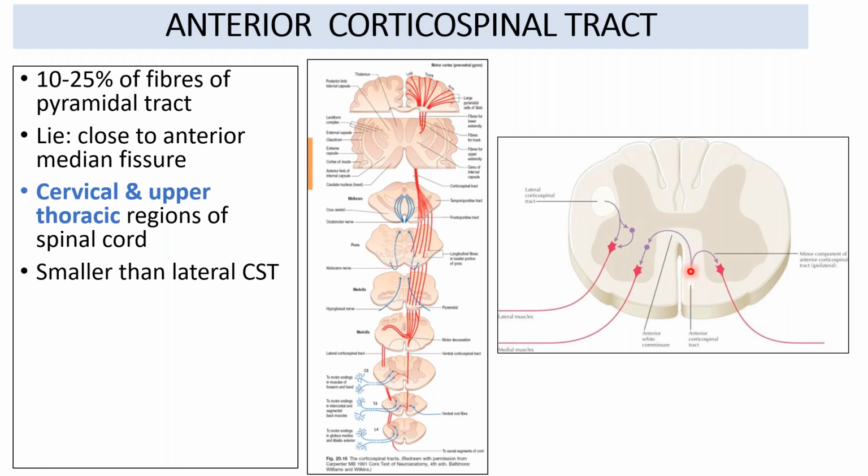So you can see this is lying close to the anterior median fissure, and they are extending till the level of the upper thoracic. So they are limited to this. You can see in this particular diagram, till T4 they have drawn. So this is extending till the cervical and upper thoracic regions, and they are obviously smaller than the lateral corticospinal tract. So what happens to them?